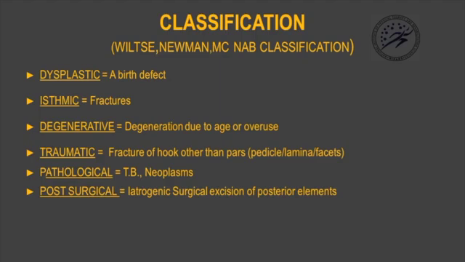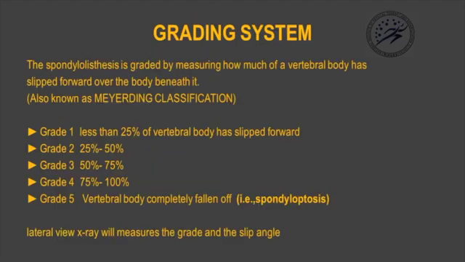Here is the grading system. Spondylolisthesis is graded by measuring how much a vertebral body has slipped forward over the body beneath it. So if the body is less than 25% slipped forward, it would be grade 1. Then between 25% and 50%, it's grade 2. Then we have grade 3, which is 50% to 75%.